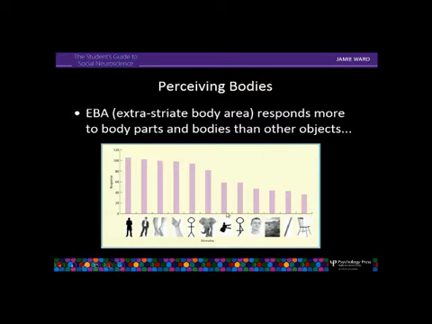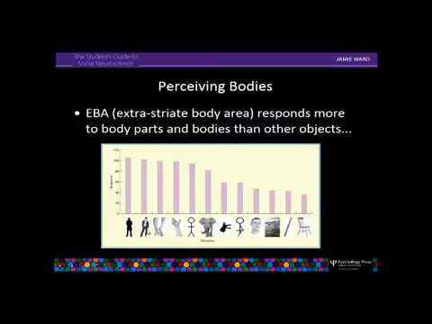So just as there are specialized regions for processing faces, the idea is that there are parts of the brain that respond more to perceiving bodies than other objects. Again, this is fMRI evidence: a region called the extrastriate body area, where you show it a whole series of different visual objects, and this is a percentage of activity relative to seeing this person here.